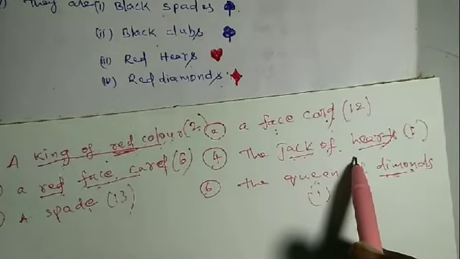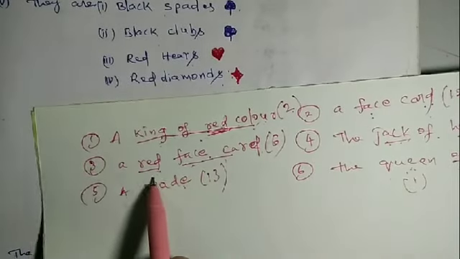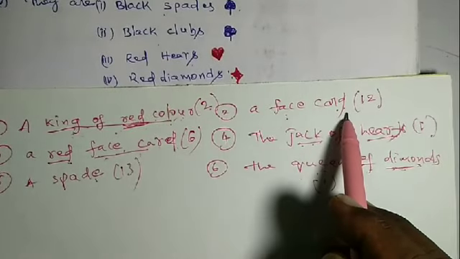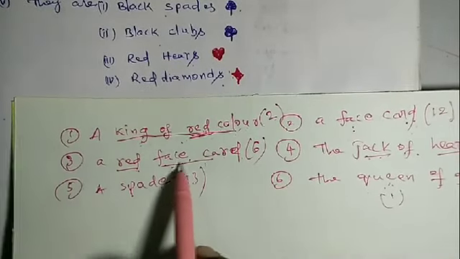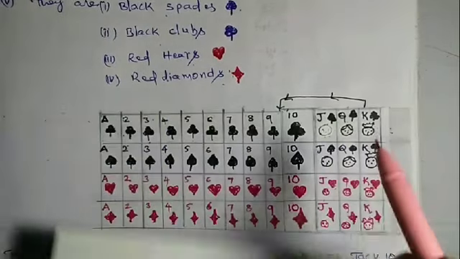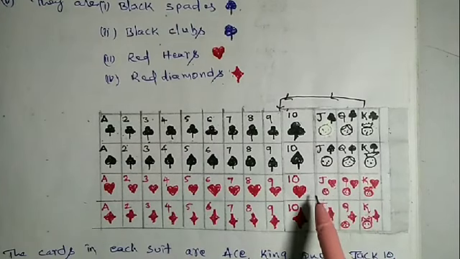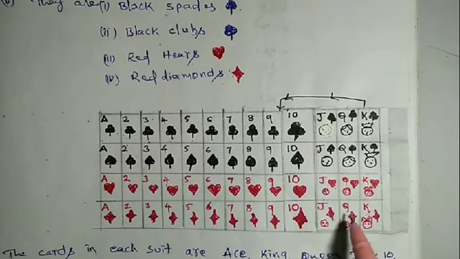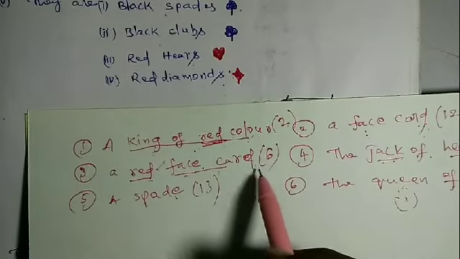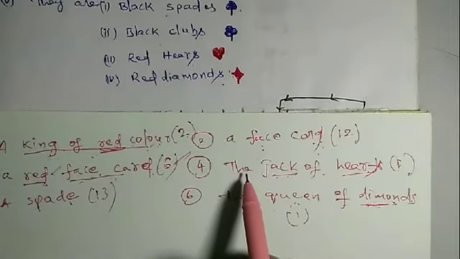Move to the next problem. A red face card. In the previous problem, a face card, but here a red face card. That means he mentioned the color, that is red. Red face cards are these 6: 1, 2, 3, 4, 5, 6. So our favorable outcome becomes 6.